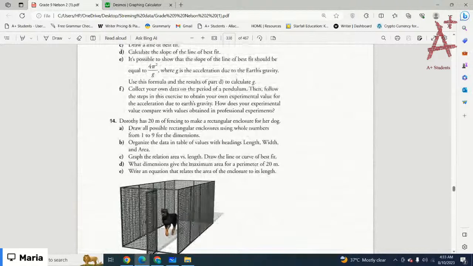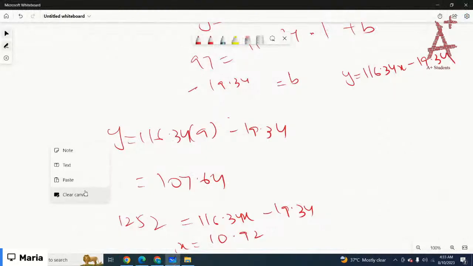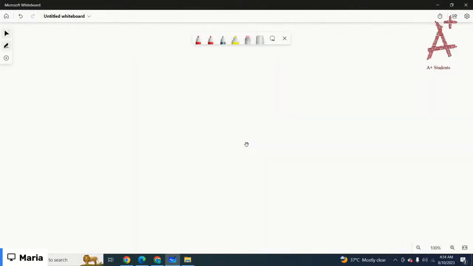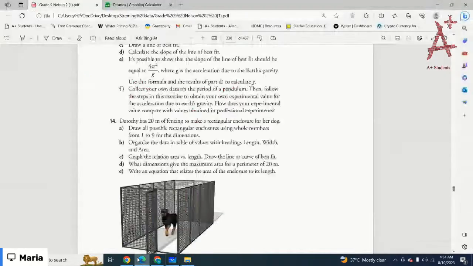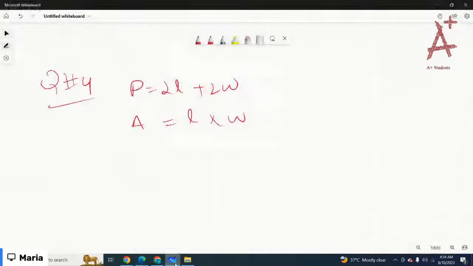Okay, let's just start with the first one. Draw all possible rectangular enclosures using whole numbers from 1 to 9 for the dimensions. You can calculate the perimeter using 2 times length plus 2 times width because you are working with a rectangle. That would be perimeter equals 2 length plus 2 width, and when you calculate the area it would be length times width, right? Okay, the A part is to draw all possible rectangular enclosures using whole numbers from 1 to 9.